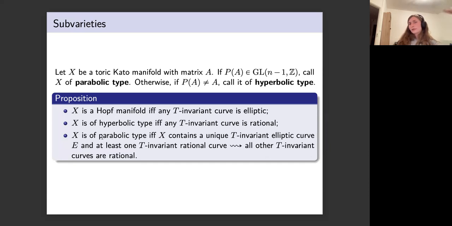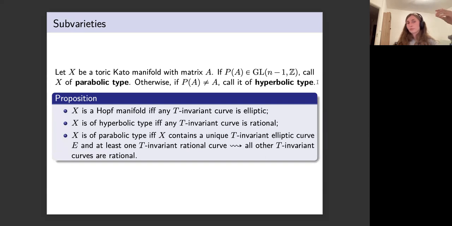And then parabolic is the intermediate case, when you have one elliptic curve and at least one rational curve. But then you can also show that if you have one elliptic curve and one rational, then the elliptic one is unique and all the other ones are rational. So this permutation matrix also allows you to see what sort of curves you get and when.